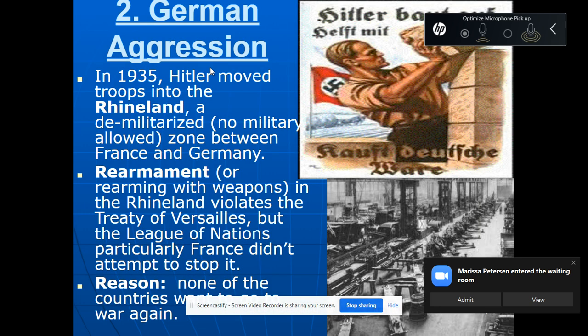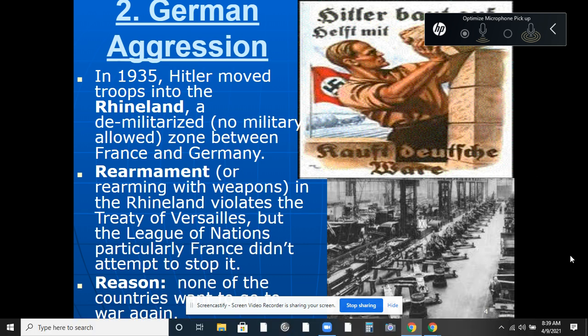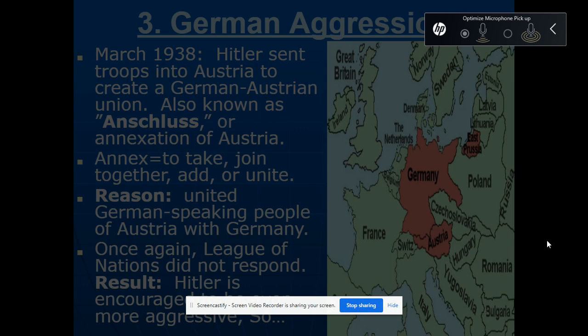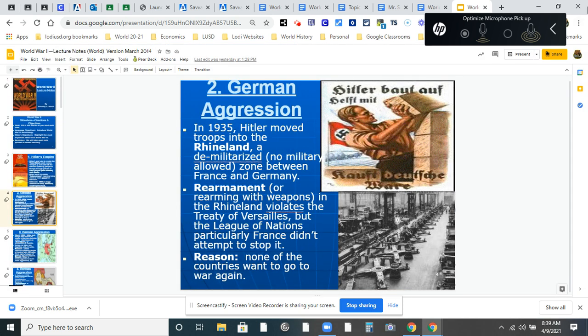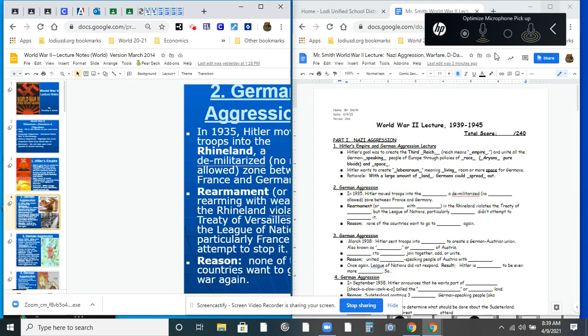Go to the next. You'll see the first German aggression was when Hitler moved troops into the Rhineland. The Rhineland's a demilitarized zone between France and Germany. And this was a clear and known violation of the Treaty of Versailles, but it didn't stop the Germans from doing it. They did it. So let's go ahead and take the note there.